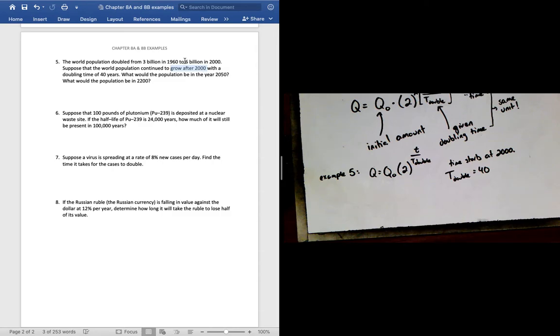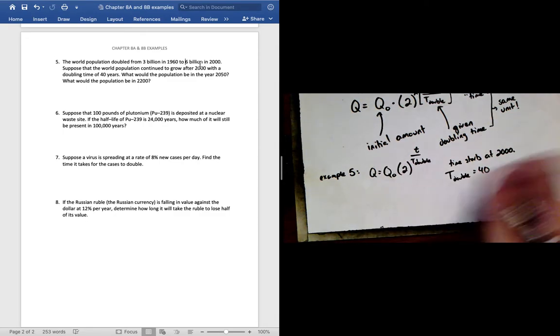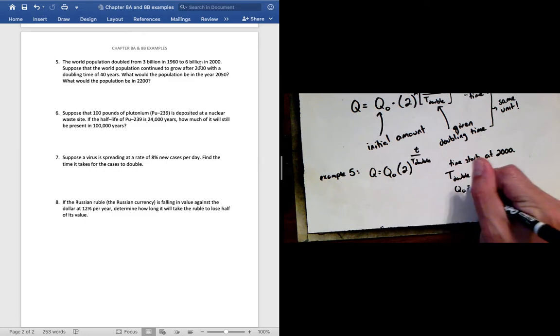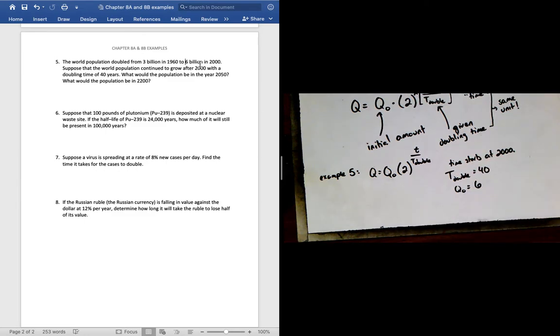And it told us that at the year 2000, the total population is 6 billion. So that's what we're going to use as our initial value, our starting value. We're modeling from the year 2000 on. So Q naught is going to be 6 billion. I'm just going to write 6 here, and I know that my answer will be measured in billions. You could always multiply by 1 billion afterwards. And so we'll plug it all in.